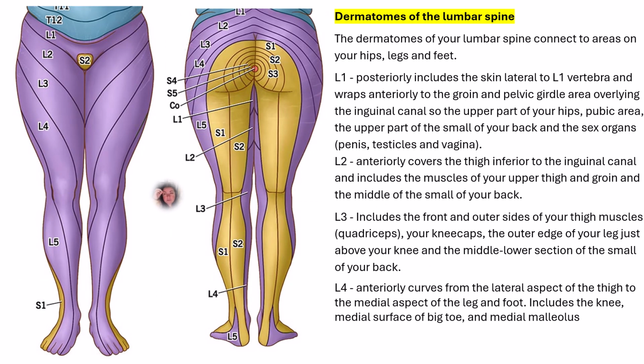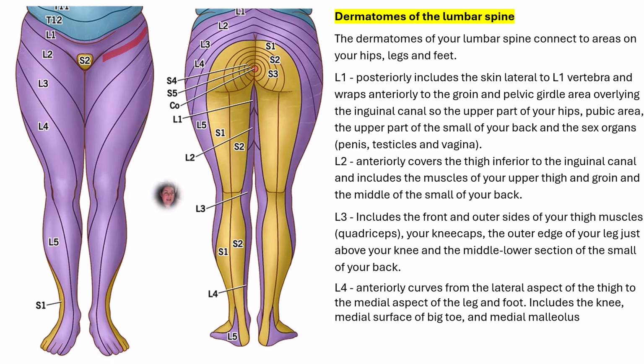All right, moving on to the dermatomes of the lumbar spine. These connect to areas on your hips, legs, and feet. L1 on the back, the posterior, includes the skin lateral to the L1 vertebra and wraps anteriorly to the groin and pelvic girdle area, overlaying the inguinal canal, so that the upper part of your hips, your pubic area, the upper part of the small of your back, and all of your sex organs are included in here, including the penis, testicles, and vagina. L2 in the anterior covers the thigh inferior to the inguinal canal.